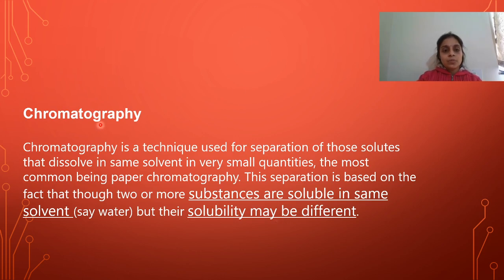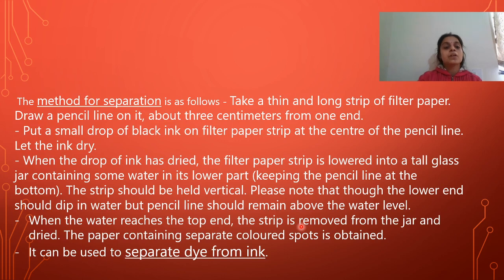The next method is chromatography. It's a technique used to separate those substances that dissolve in the same solvent. It is used to separate colours which dissolve in the same solvent in very small quantities. The most commonly used is paper chromatography. This separation is based on the fact that two or more substances will dissolve in the same solvent, but their solubility may be different. The solubility rate may differ.